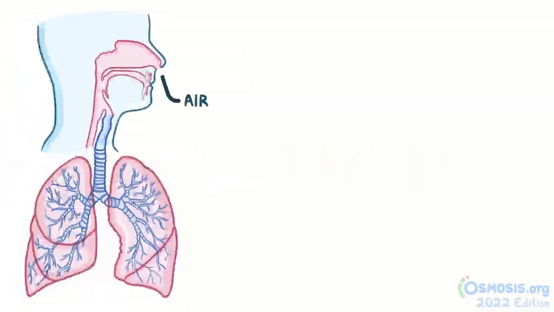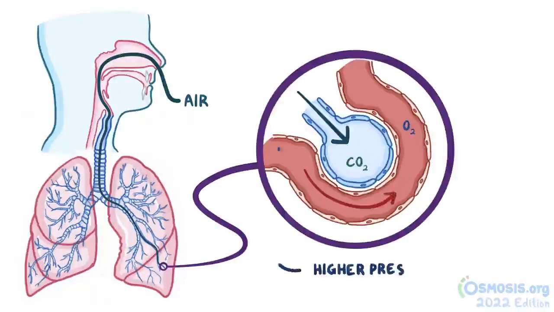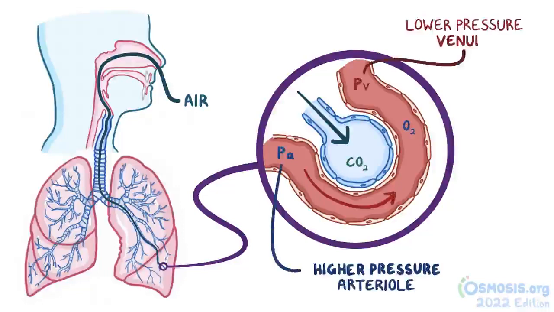Air from the environment enters through the nostrils, goes through the airways, and finally reaches the alveoli, which are the tiny air-filled sacs in the lungs. Here, gas is exchanged between the alveoli and the blood flowing through the capillaries that surround each alveolus. And blood flows from the higher pressured arteriole to the lower pressured venule.